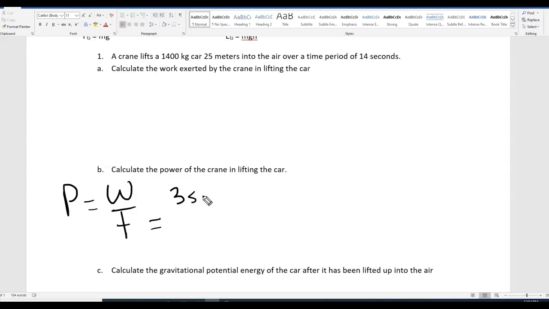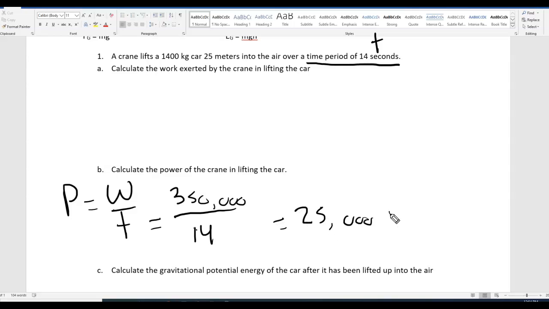So we have that 350,000 joules of work that was done divided by the time, which if you read the question, the time was 14 seconds. So we want to divide 350,000 by 14 seconds. And if you do that, you should get 25,000 watts.